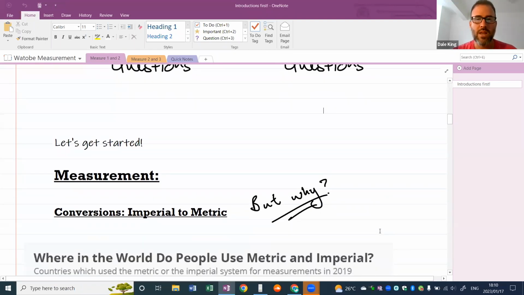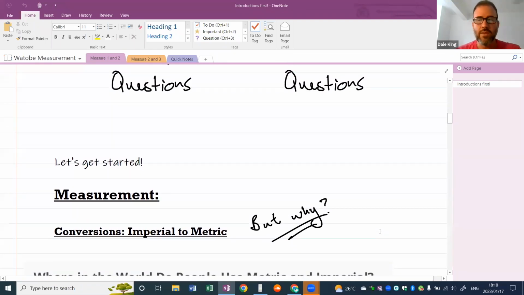Okay, so as we said, we're going to start with the measurement section. We've got 6 lessons on this, and we are going to be talking about conversions, and specifically today we're going to talk about the imperial to metric conversion or metric to imperial conversion. All right, and I've got a little question here, but why?